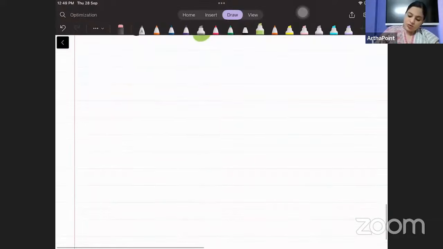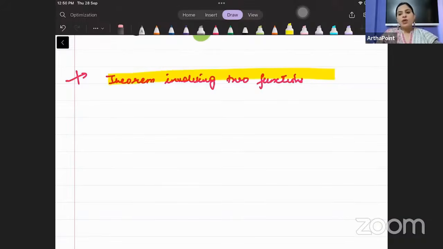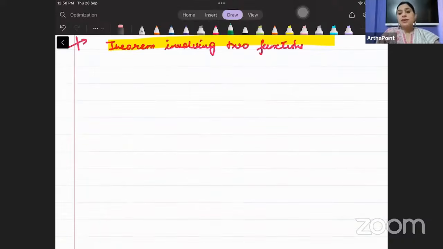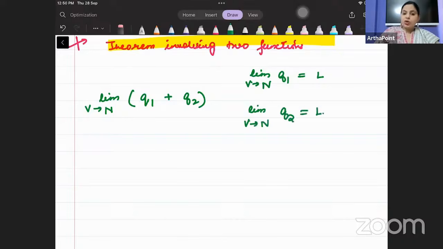Clear? Okay. So now let's come to the next part and write down theorems involving two functions. So if I have two functions, how can we bring in some theorems? This we have to see. Okay beta? So the first theorem that comes is the one for sum and difference. So limit V tends to N of Q1 plus Q2. Right beta? So suppose I have told you that limit V tends to N of Q1 gives you L1, and limit V tends to N of Q2 gives you L2.